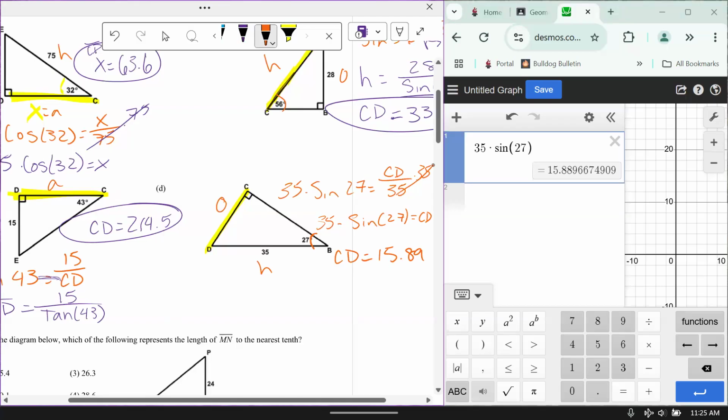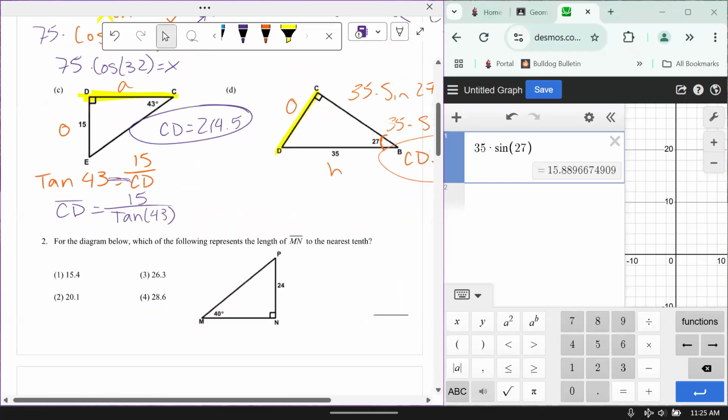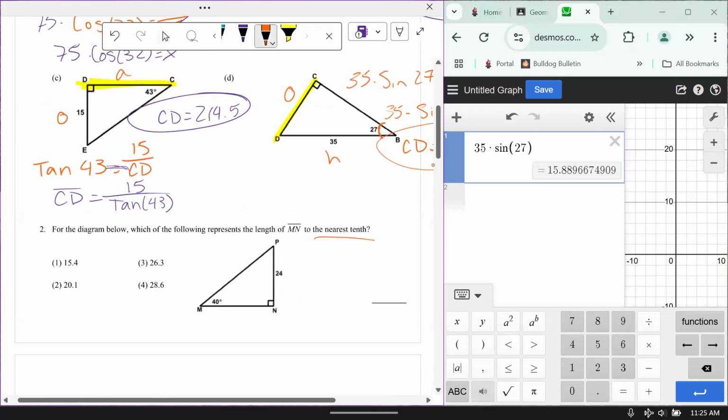Okay. Right now I keep flipping back and forth what I'm rounding to. I normally like 2 decimal places out like this unless it specifies. Always look and see if it specifies. Like for number 2, it says to the nearest 10th.